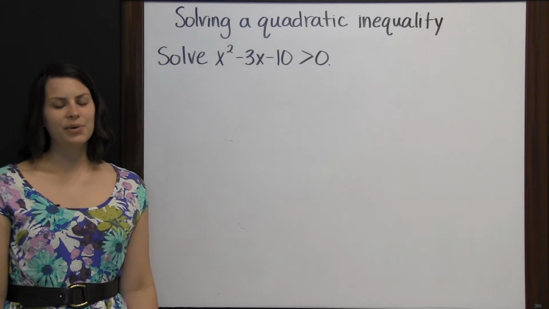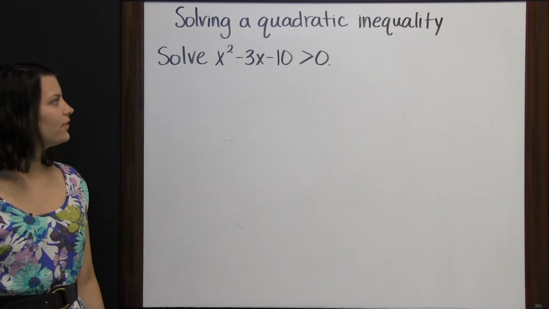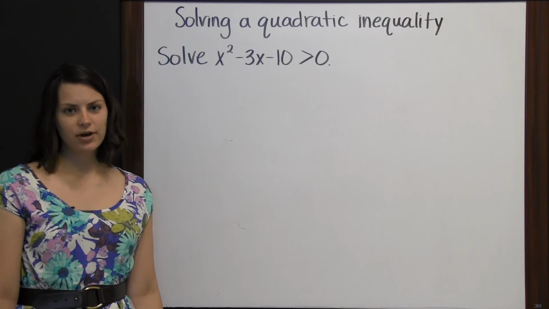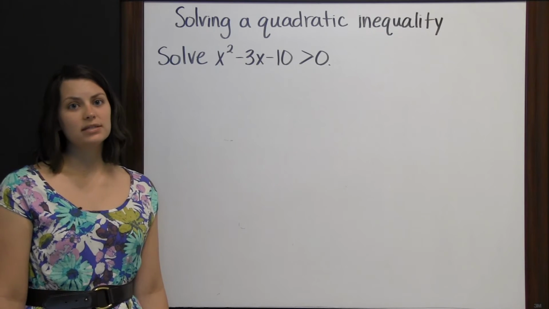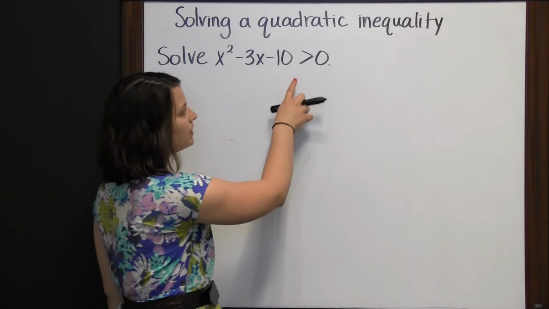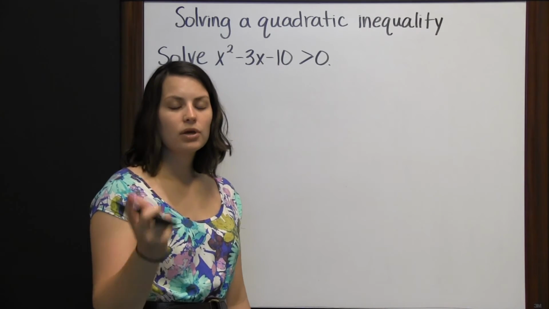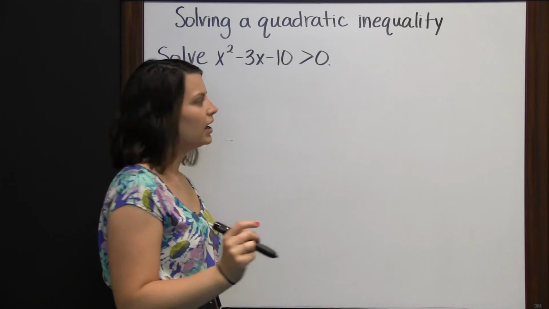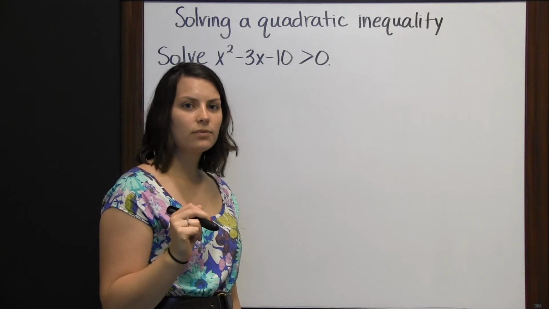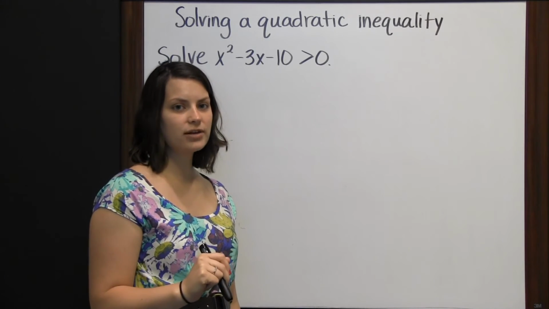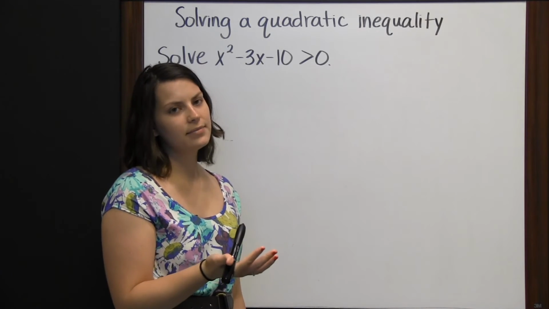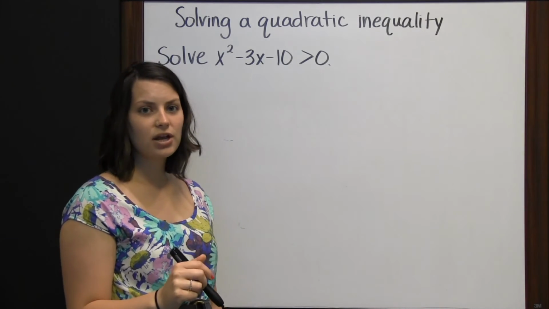Solving a quadratic inequality. Solve x squared minus 3x minus 10 is greater than 0. One way we could solve this inequality is to graph it. And then, since it's a greater than sign and not or equal to, we would graph a dashed line, and greater than means to shade above the parabola. And so the solution set would be all those coordinates in the shaded region. If this were a less than sign, then we'd simply shade below the parabola, and all the coordinates, again, in the shaded region would be the solution.